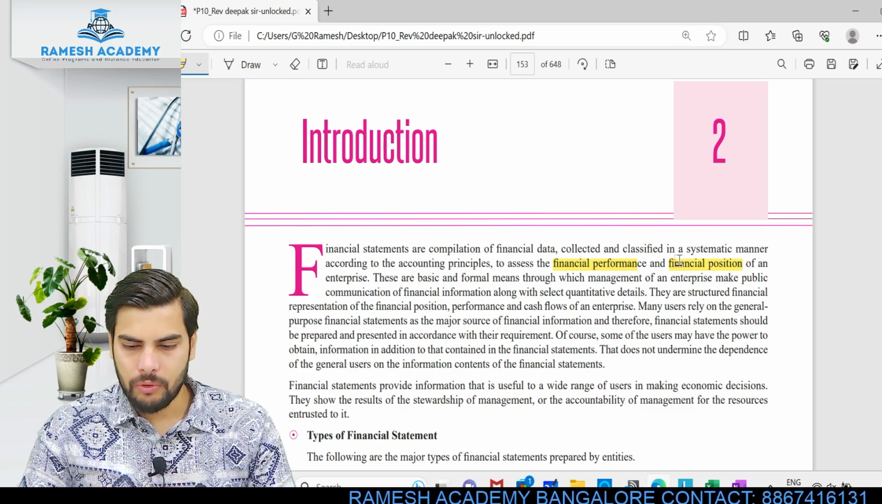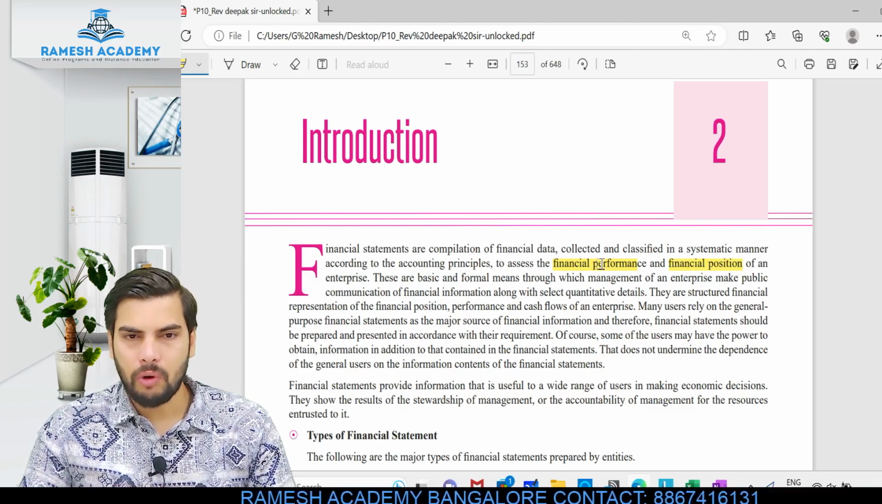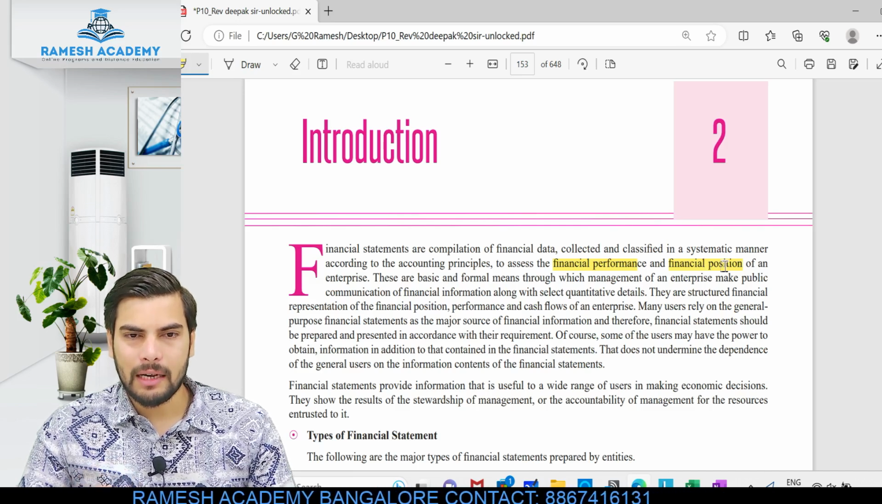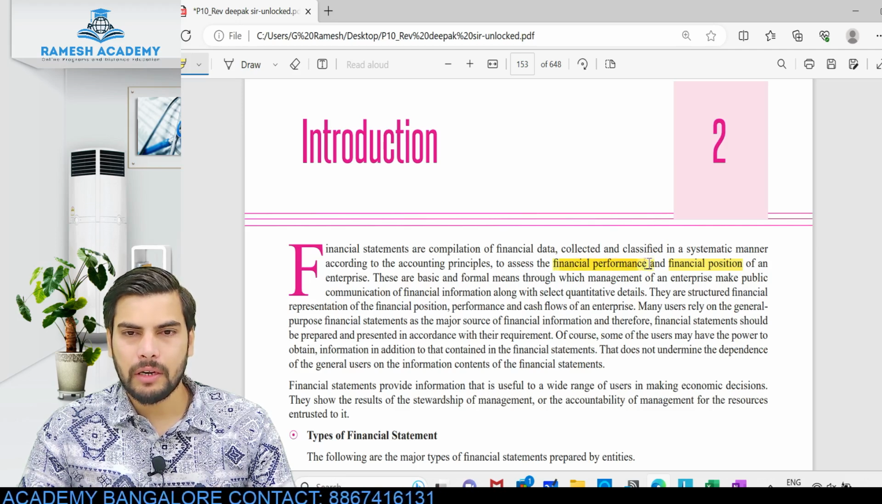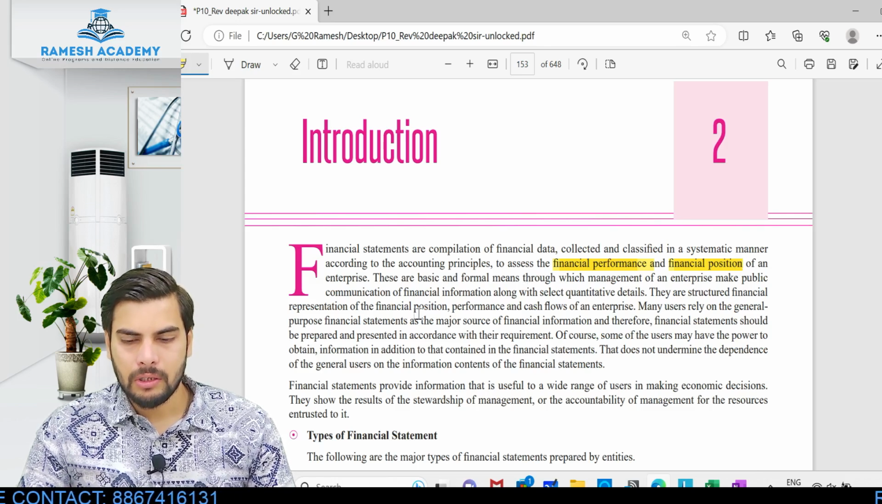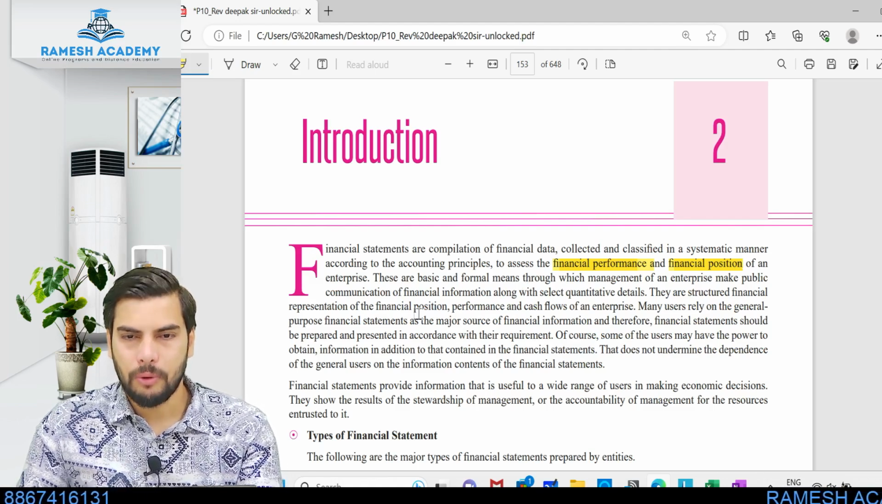When it comes to financial position, it is nothing but the value of assets and liabilities of the business entity on a particular date. The statement we prepare to ascertain the financial performance of the entity is the P&L account, and to ascertain the financial position, the statement we prepare is the balance sheet. Clear? So you will have to remember these two terms, financial performance and financial position.